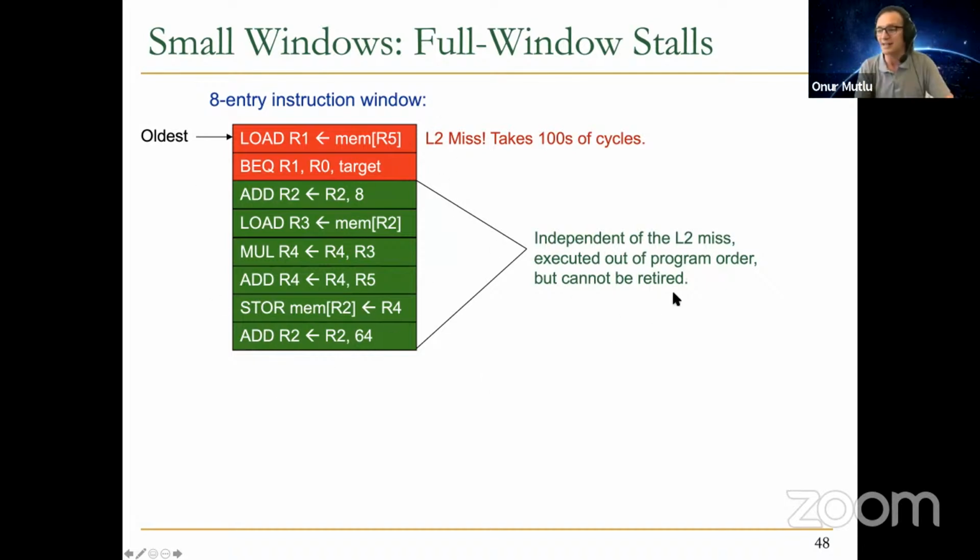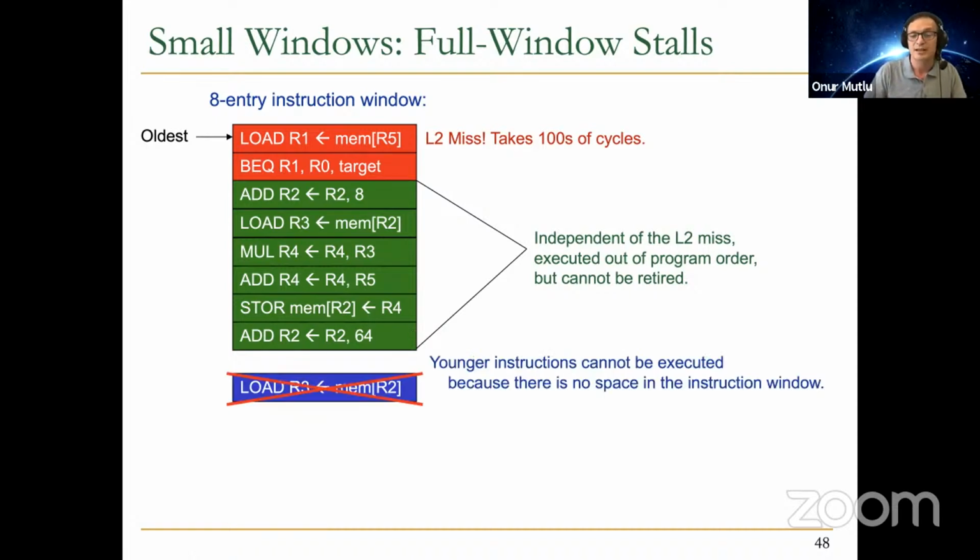Why can they not be retired? Remember the precise exceptions lecture. You cannot violate precise exceptions, obviously, right? In von Neumann architectures. That's why we have these instruction windows in our processor to begin with. We have these reorder buffers. So the problem is you cannot bring in a younger instruction into the machine and execute it, because now there's no space in your instruction window, as you can see, right?